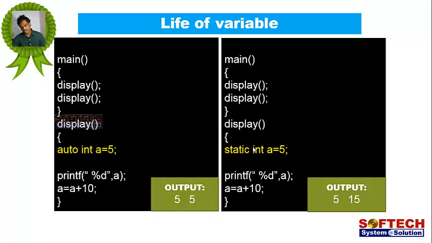The memory is not removed at the time of exit from the function. So when we call the function, it will not create new memory the next time. It uses the same memory. The value is 15, it displays 15. Then it changes to 15 plus 10, 25. The value of a is 25. Control is transferred to main and it terminates the program. The output is 5, 15. This is the life of a variable.